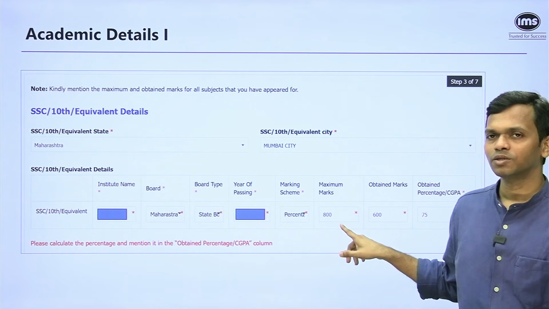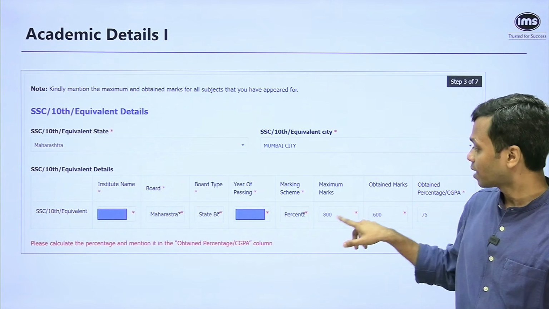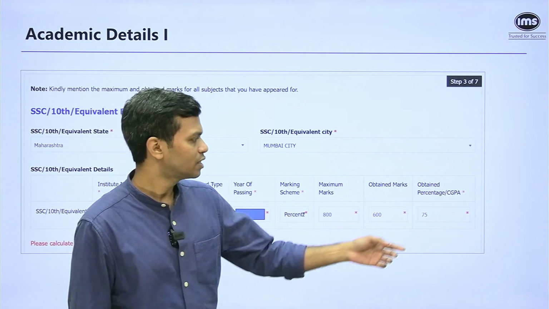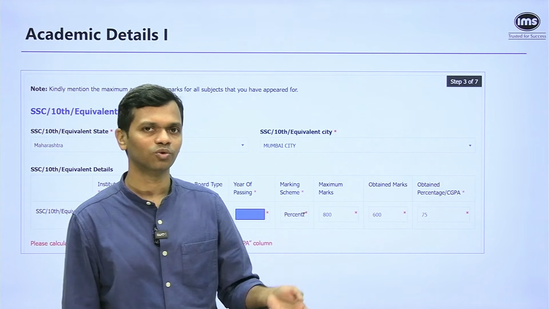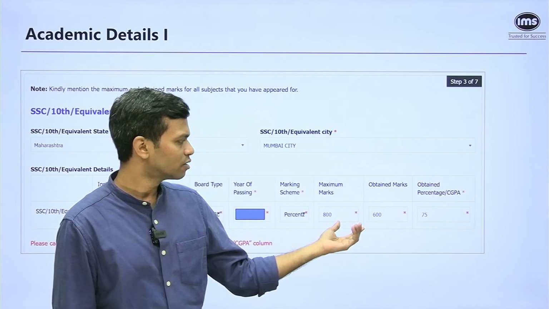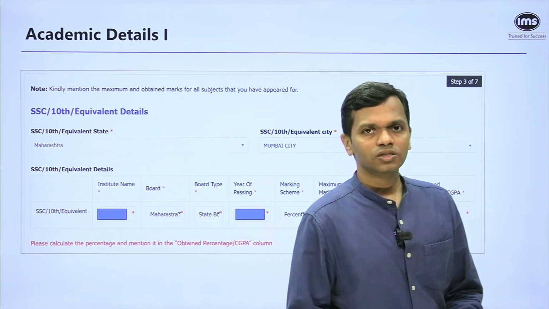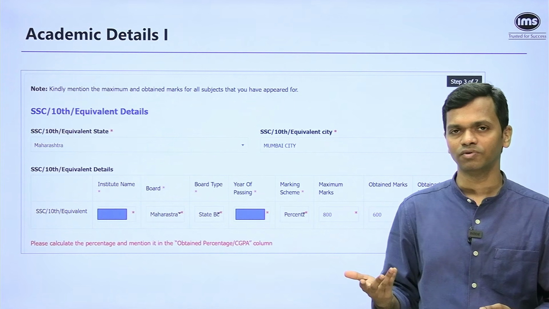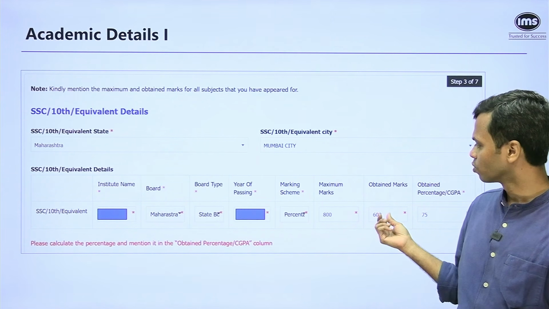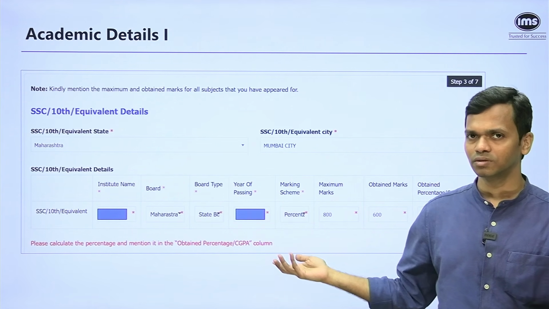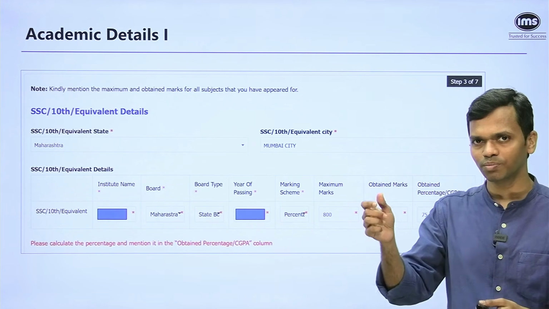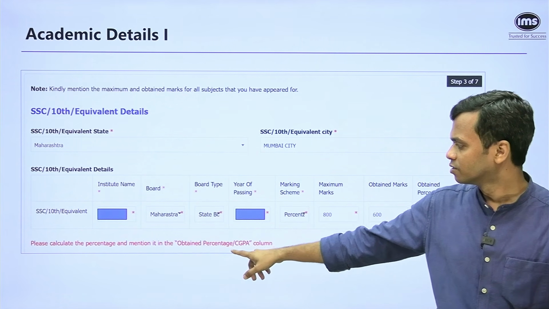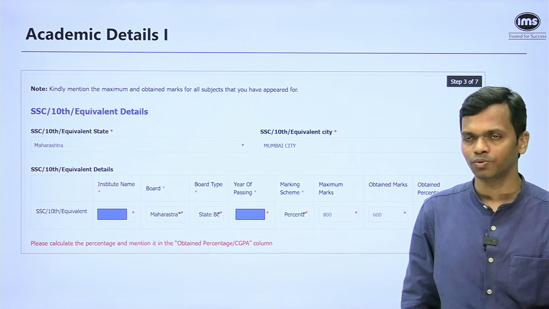If you select percentage, it will ask you to enter the maximum marks and the obtained marks. But even with this, you will have to manually calculate the percentage and enter it on your own. So this field is not getting auto-calculated based on what you submit here. Rather, you have to enter it manually, because some students may not have the exact conversion that is available. So in that case, you will have to just follow 600 upon 800. If there is some conversion like GPA, for example, then you can calculate the actual percentage and then enter it here. So calculate the percentage and mention it in the obtained percentage or CGPA column. That's what you will have to do.